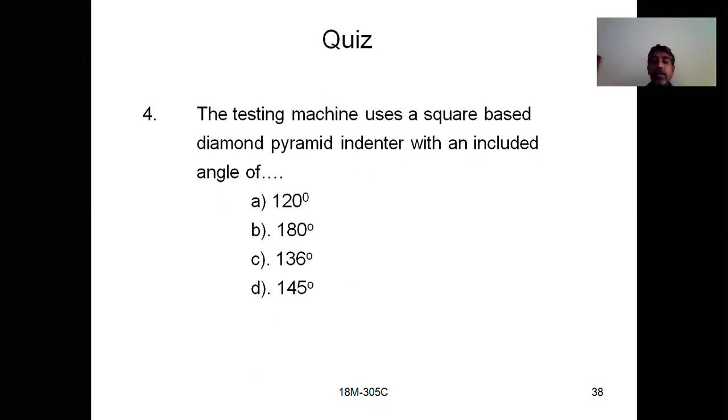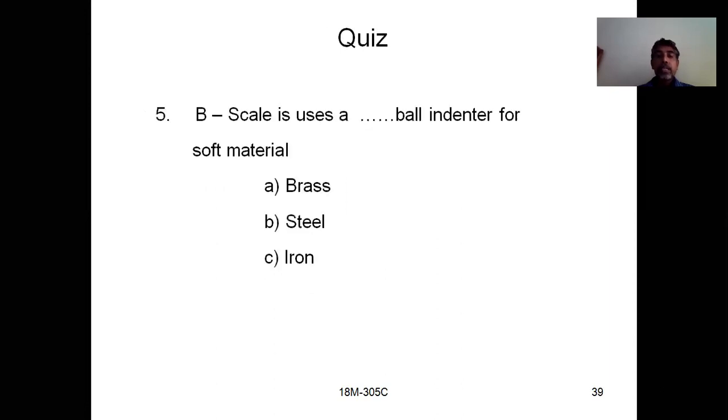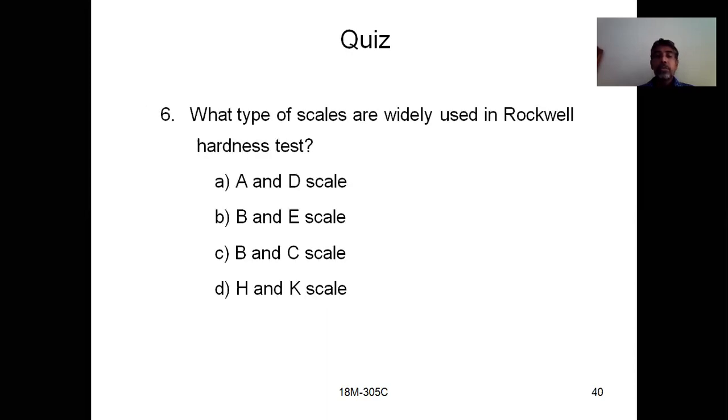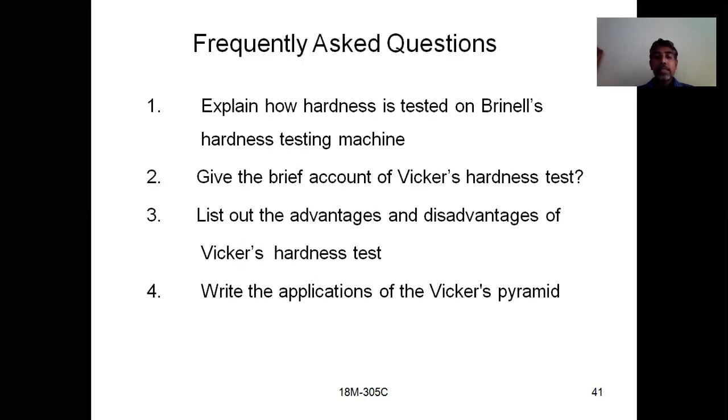For a cone it is 120. Okay, 120 degrees apex angle for a cone indenter, which is used in the Rockwell hardness test, whereas the pyramid type diamond indenter, which is used in Vickers hardness, is 136 degrees. B scale uses a ball indenter, a steel ball indenter. Which type of scales are widely used? B and C. So these are the general questions they may ask.